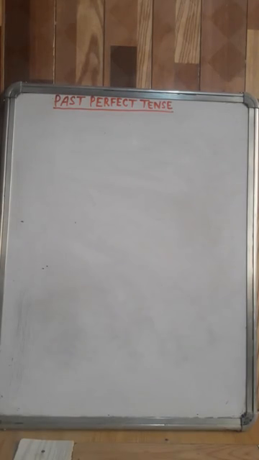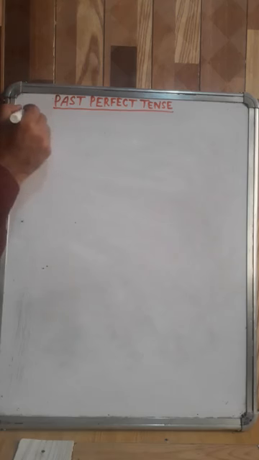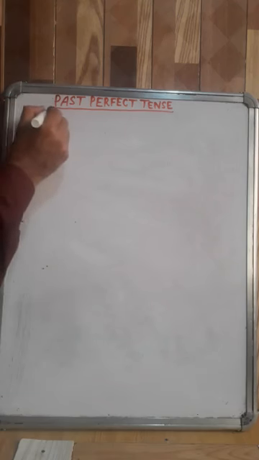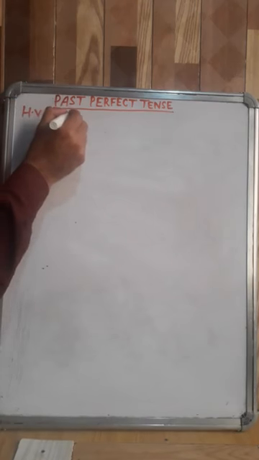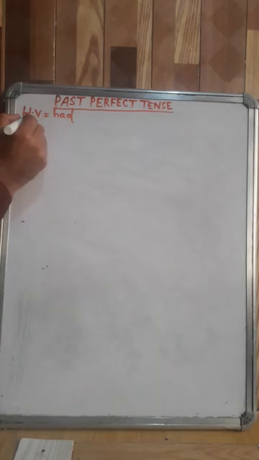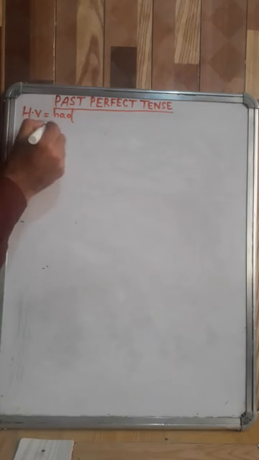Today we are going to learn about past perfect tense and past perfect continuous tense. Now let us take our first, past perfect tense. In past perfect tense, we use the helping verb had and the third form of the main verb.